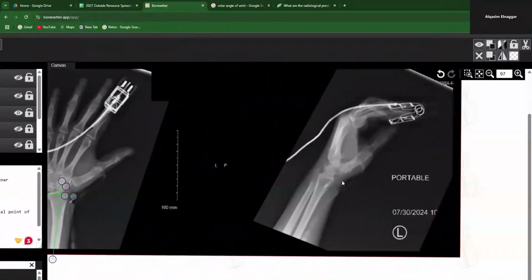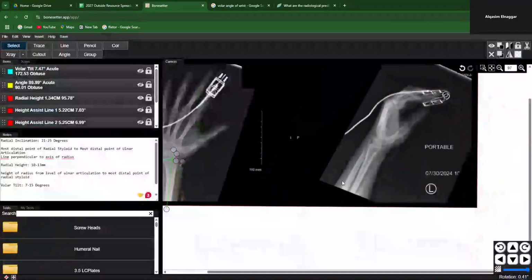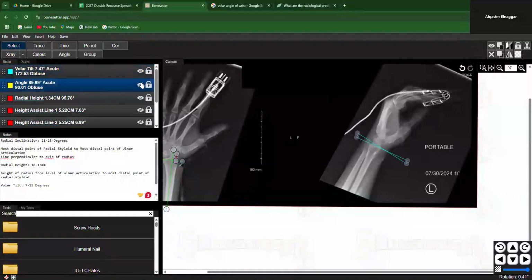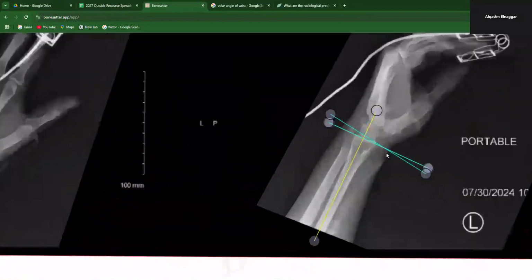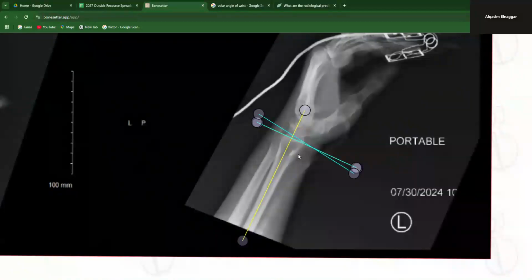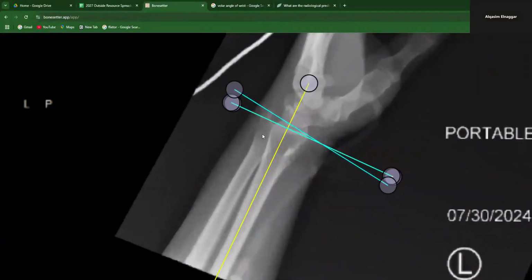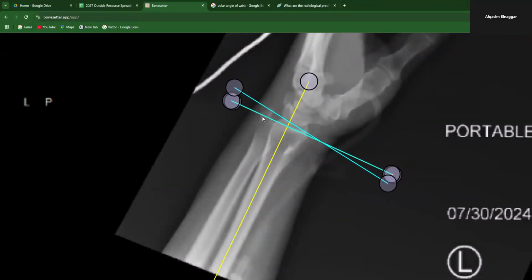Volar tilt is something that we measure in the lateral view. This angle is formed by the plane of the distal radius and the long axis of the radius. The normal range for the volar tilt angle is between 7 and 15 degrees. Tilt is significant because it influences wrist motion and the position of the hand during gripping and lifting.